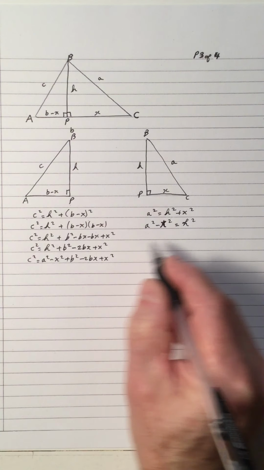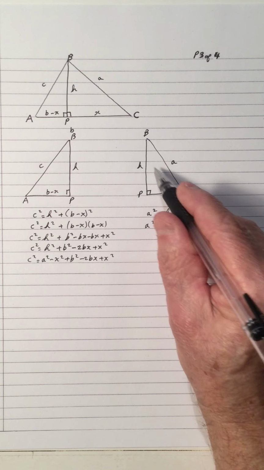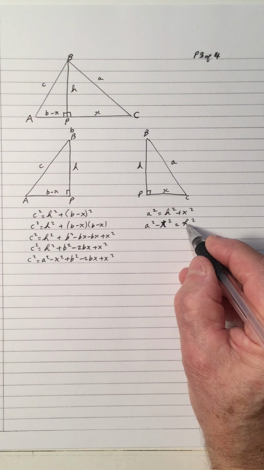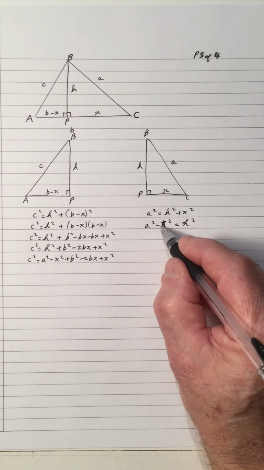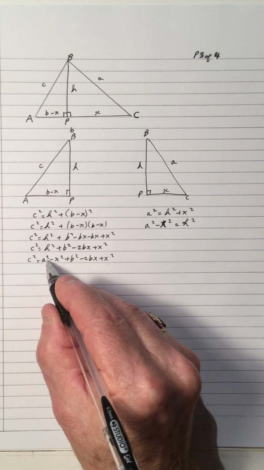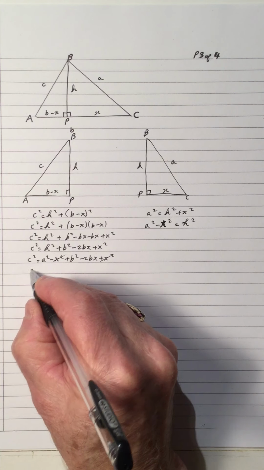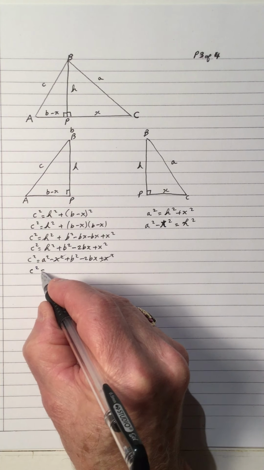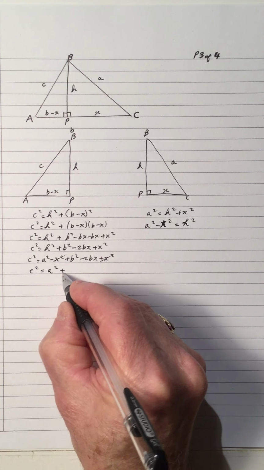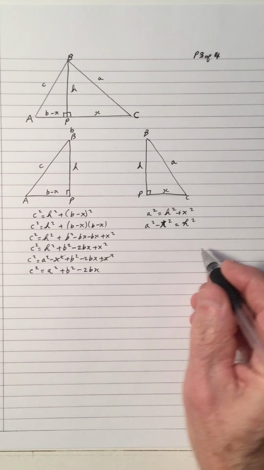Again, Pythagorean: a squared is equal to h squared plus x squared. We solve it for h squared. The x squared moves over to become a minus. So h squared is a squared minus x squared. So the x squared cancels, and we get c squared is a squared plus b squared minus 2bx.